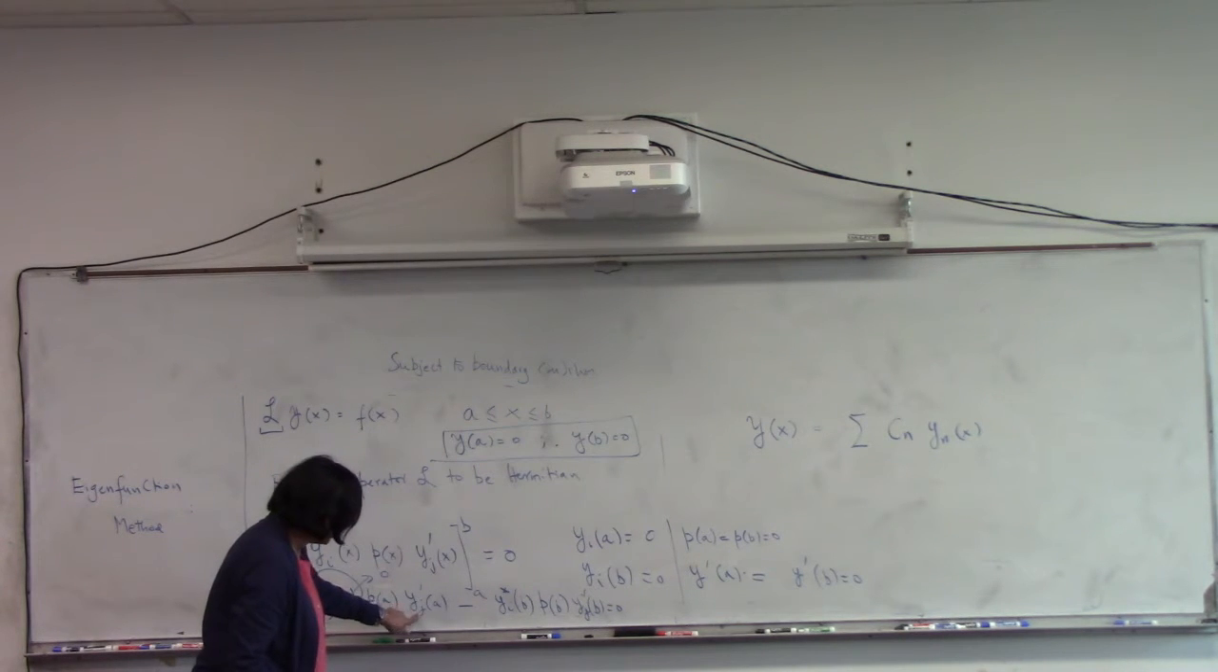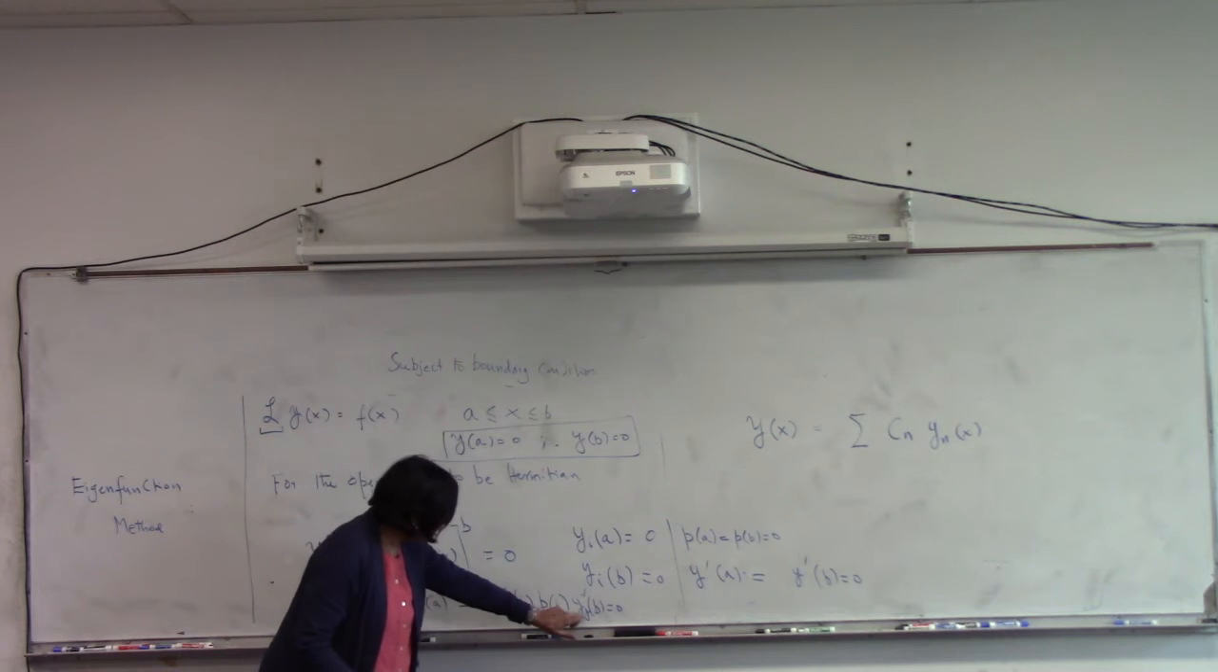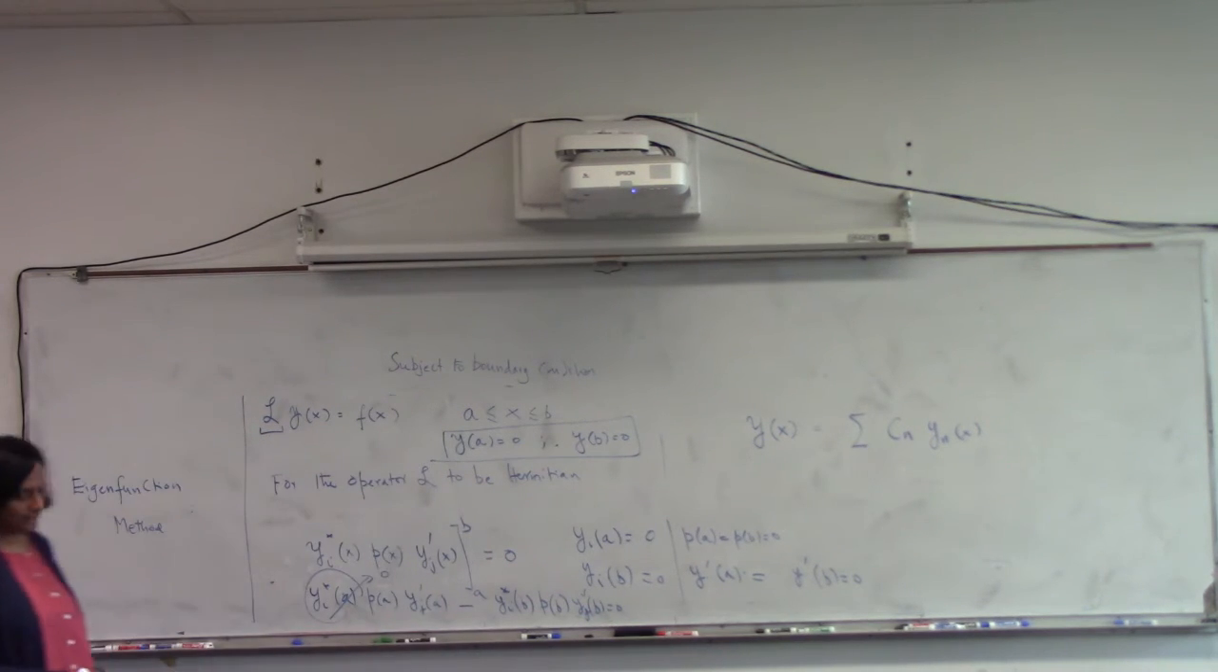So we can have the second solution at A be 0, or the derivative of the second solution at A could be 0. The derivative of the second solution at B has to be 0. So there are various ways, but they have to appear in sets.